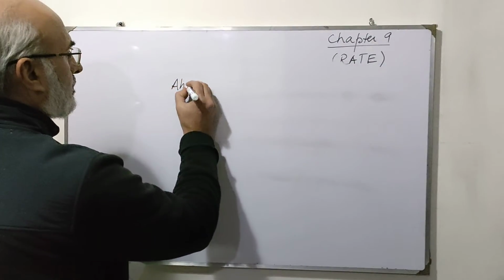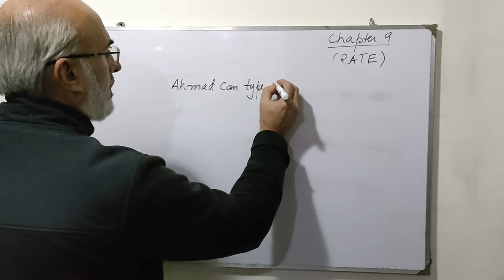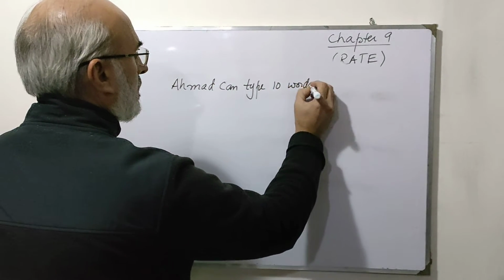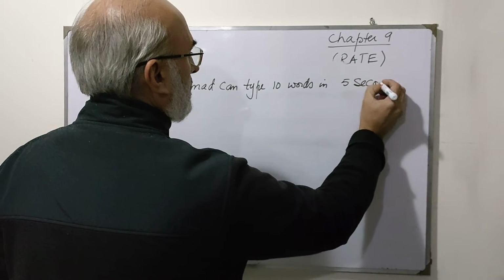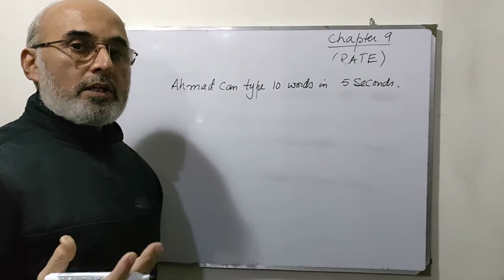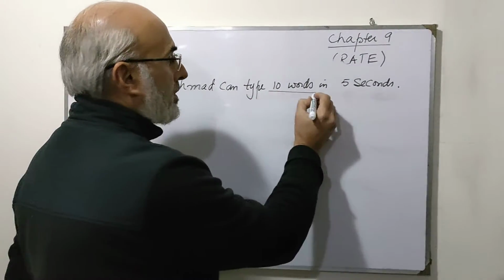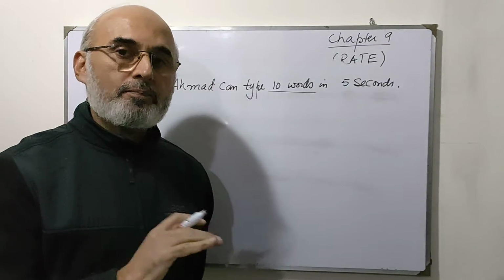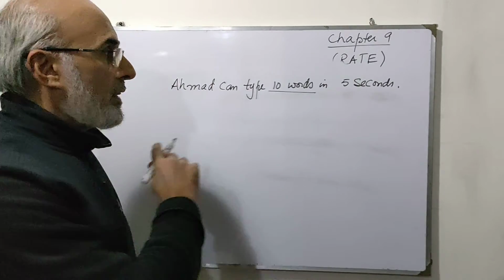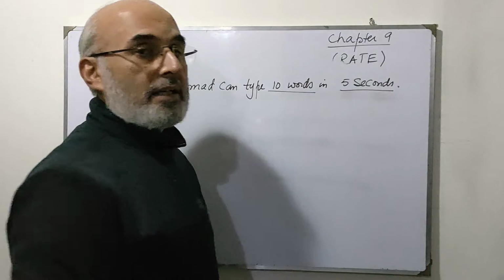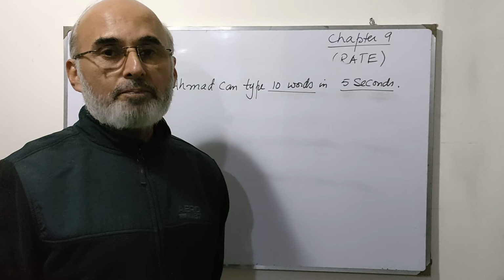Ahmed can type 10 words in 5 seconds. So in this example, Ahmed can type 10 words in 5 seconds. The 10 words, this is a key depression, right? The keys are being depressed for the 10 words. That is one thing. And the second thing is seconds, time. Two things are compared, both have different units, right?